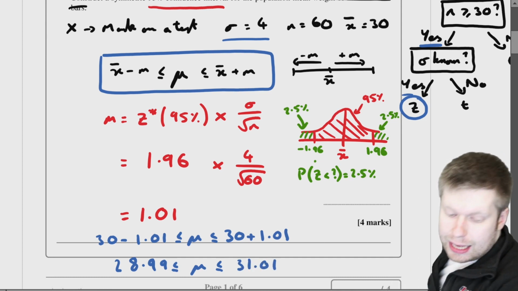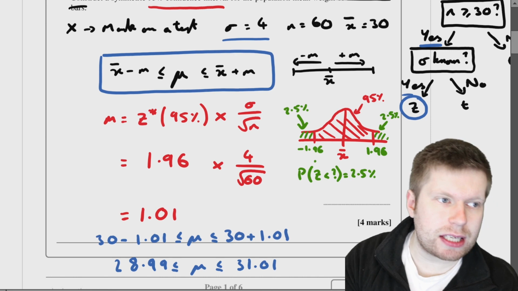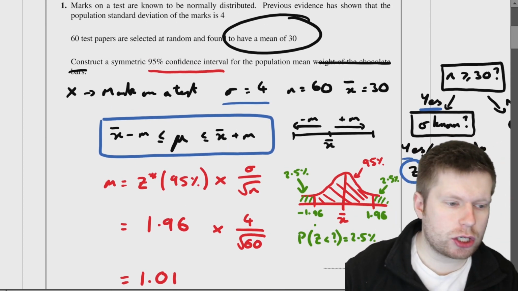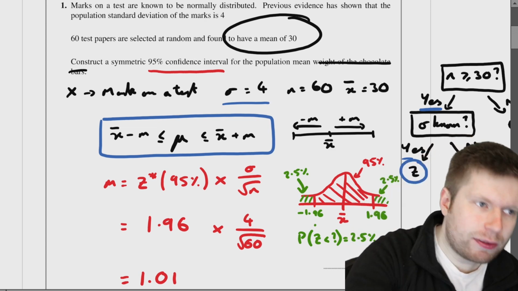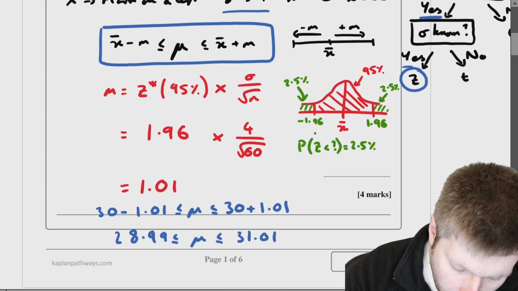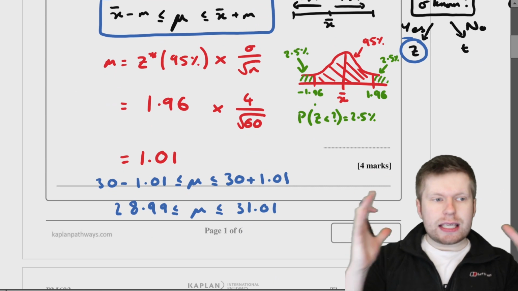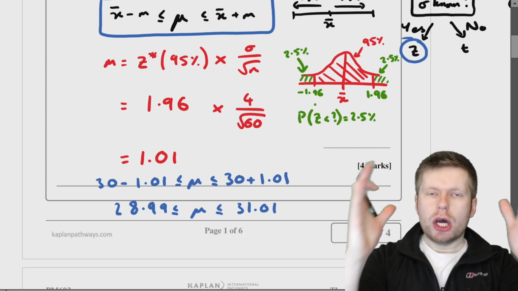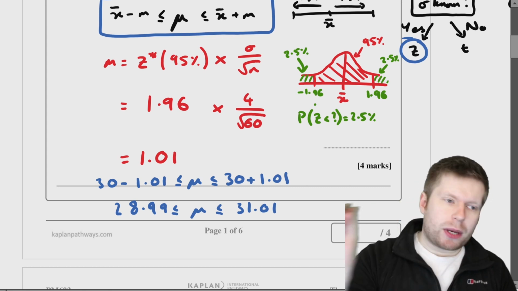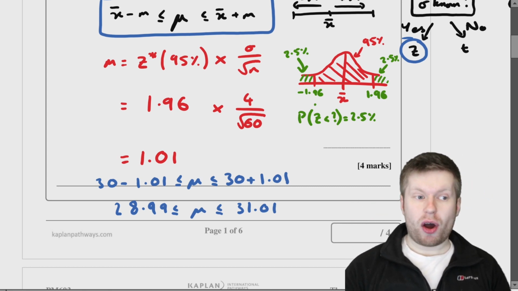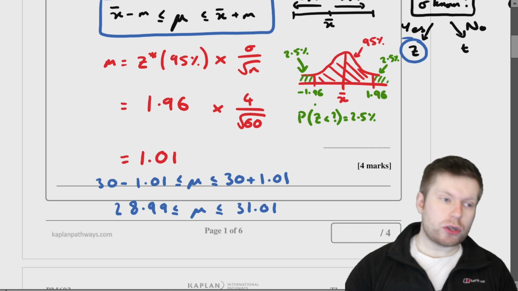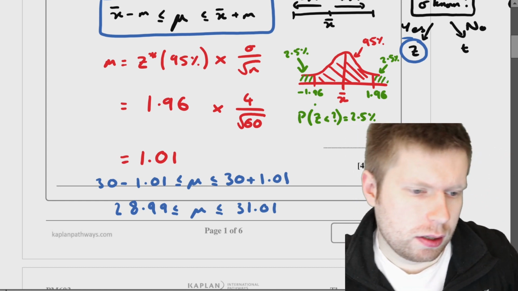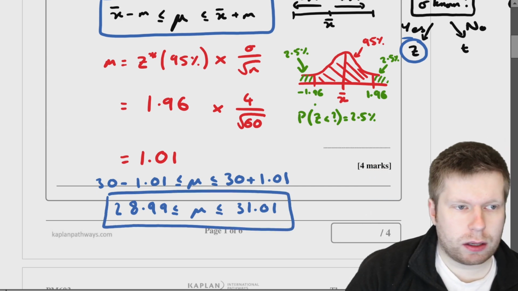So what I'm basically saying is that, given this sample data, 60 test papers found to have a mean of 30, and I know the true population standard deviation is 4, okay, if I want to be 95% confident I've captured my true population mean, my true population mean should lie between 28.99 and 31.01. So it should lie in the sort of 29 to 31-ish range, okay? So there is my final answer. Okay, good.